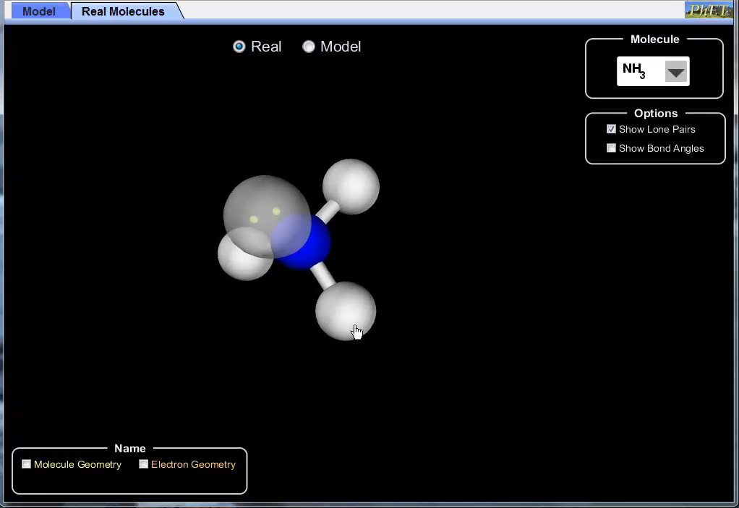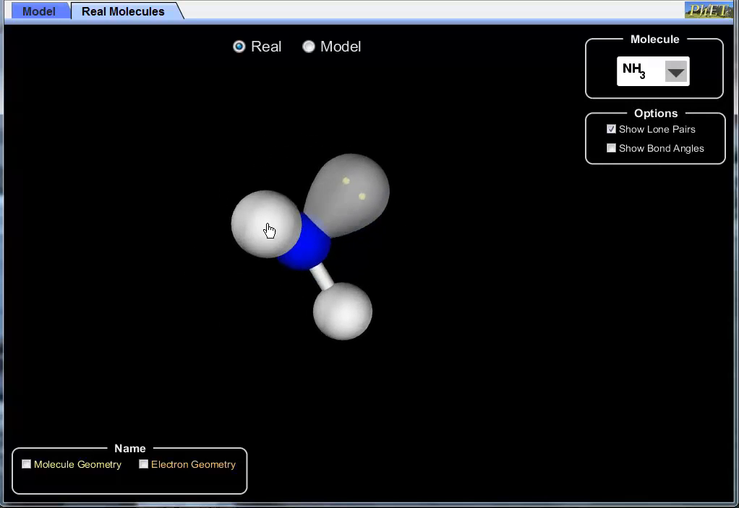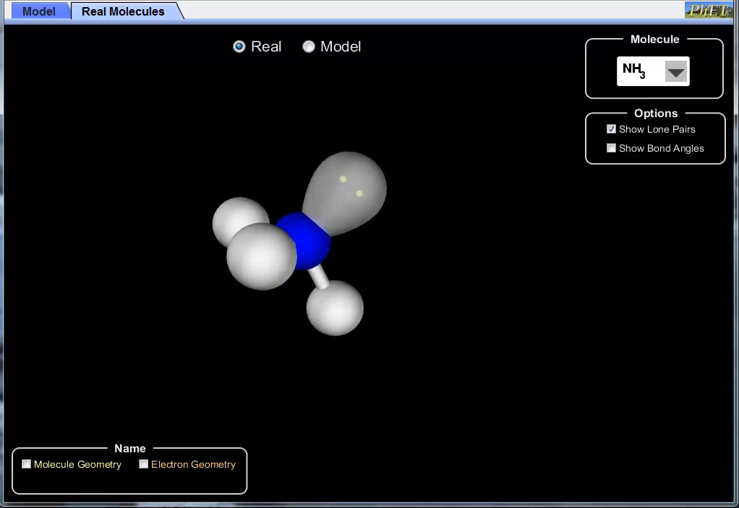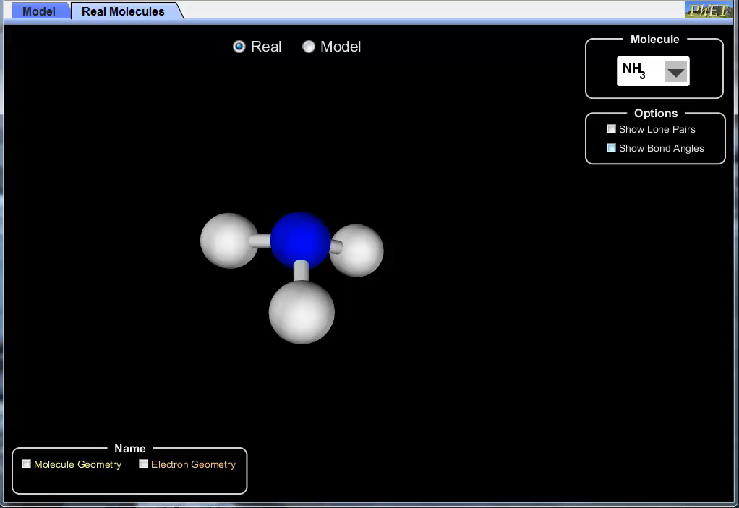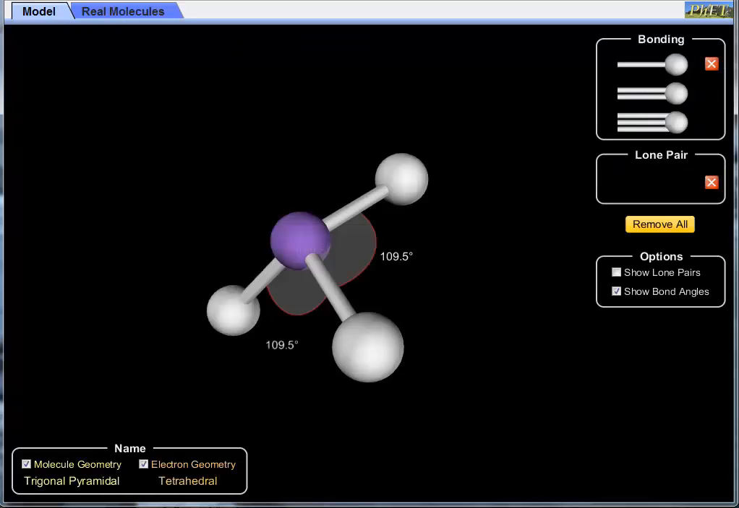And here we have a nitrogen atom with three hydrogen atoms bonded to it and a lone pair sticking up on top. If we hide the lone pair, we can see the trigonal pyramidal shape of this particular molecule. Well, let's go back to our model.